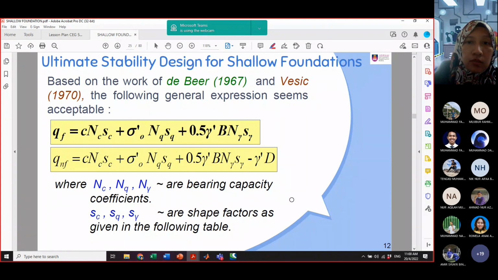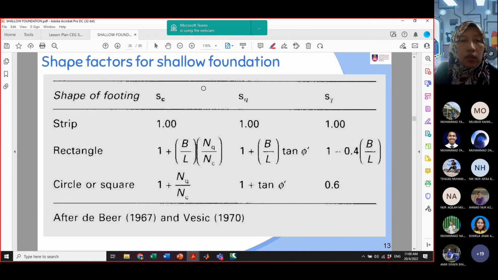Okay, ultimate stability design for shallow foundations. So kita ada lagi formula lain daripada De Beer and also Vesic. This formula you can see that dia ada satu lagi faktor tambahan yang mana saya sebut tadi as a shape factors, Sc, Sq and S gamma. So all that Sc, Sq and S gamma ni pun dia dah bagilah kalau you have different footing strip ke, rectangular ke ataupun circle or square. So read question carefully. You are required to calculate ultimate bearing capacity to which particular theory or formula.